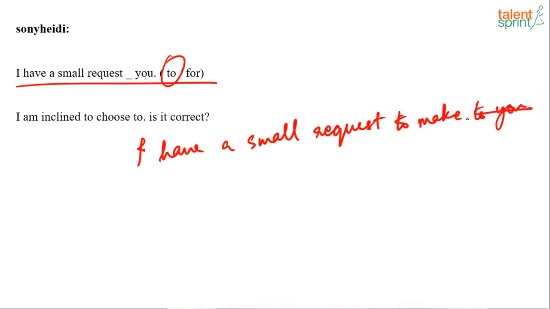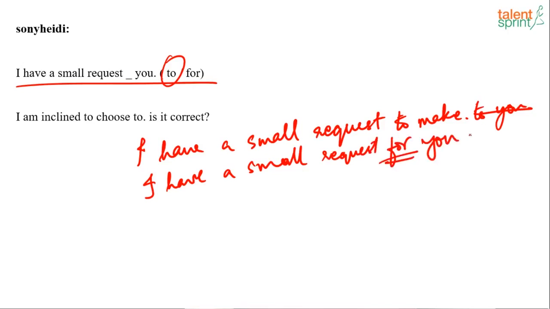Or you can actually ignore that. But if I say I have a small request for you, it means that I have a request which is not for me, it is for you. So it is same as saying I have a small question for you. So this and this means the same, that's why it will be "for" and not "to". Okay?